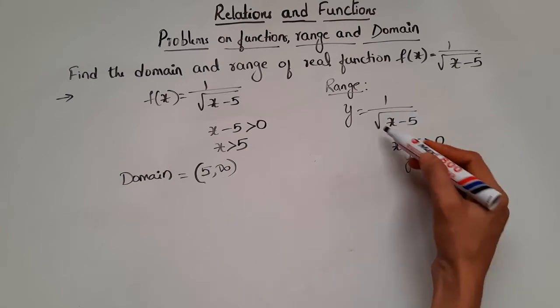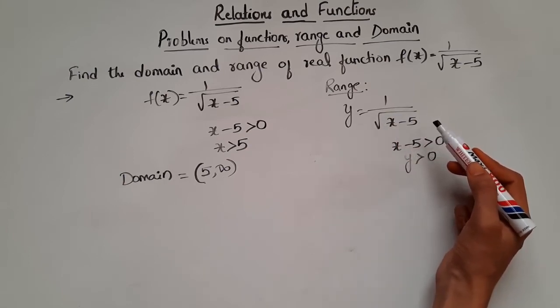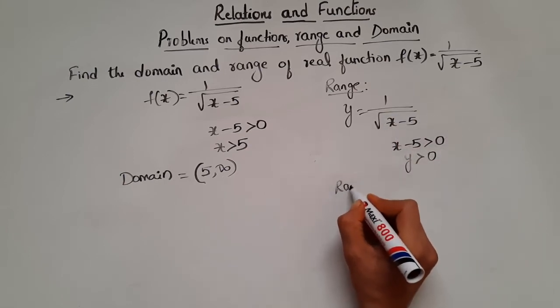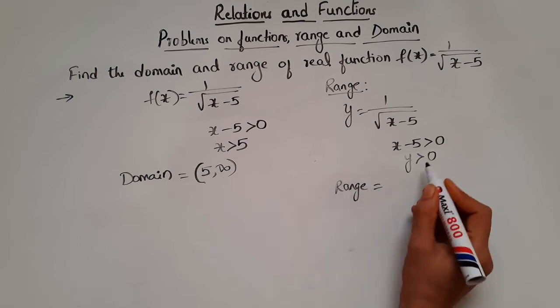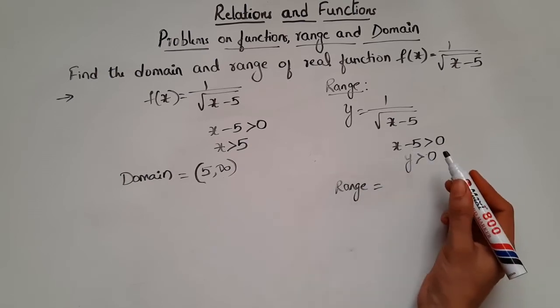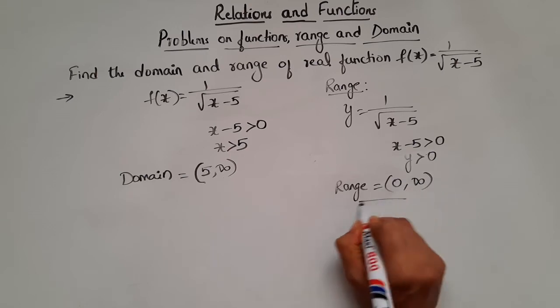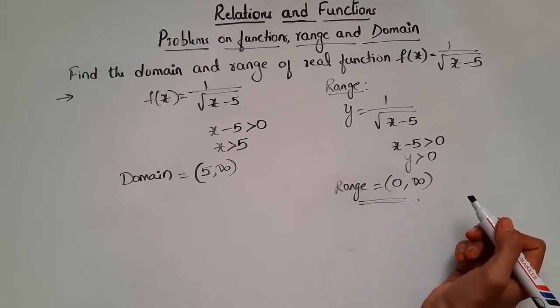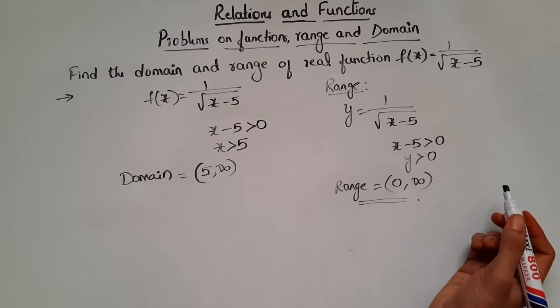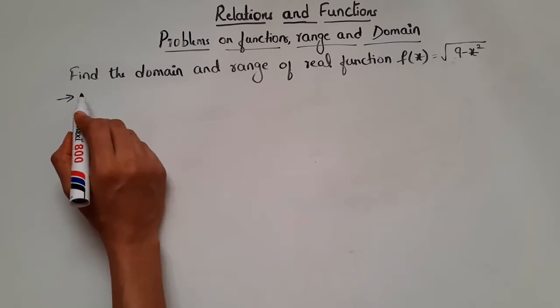We have 1 by something, right? So therefore your range will take the values y greater than 0, so from 0 to infinity. Here 0 is not included, so open bracket. So I hope this is clear. Now let's see one more example. So now let's see this problem here.